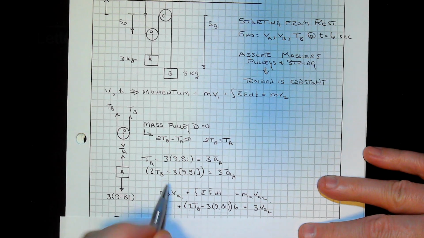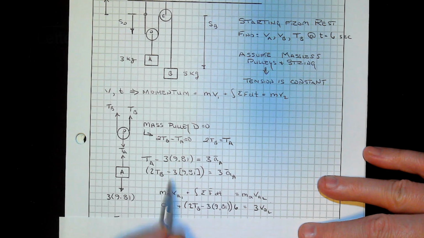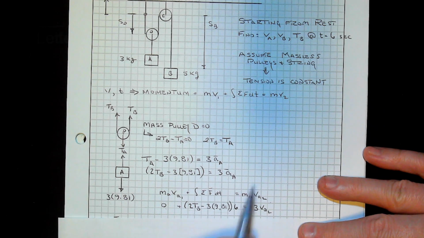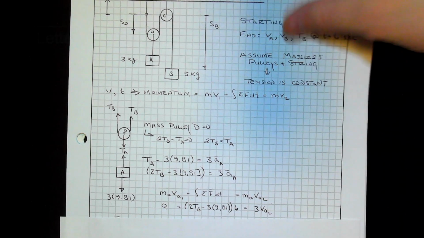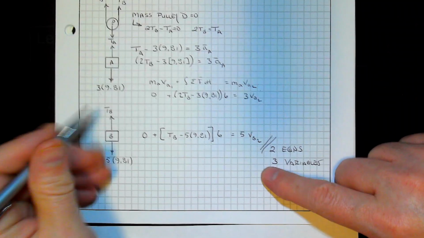All right, so I have mass of A, its initial velocity, well, that's going to be 0. This sum of forces, I just pull that right down into here. Now I have to integrate it. These forces are all constant, so that just means multiply by 6. Stupid simple integration. And that's 3 times VA2. All right. Oops. So now we'll move up and take a look at TB.